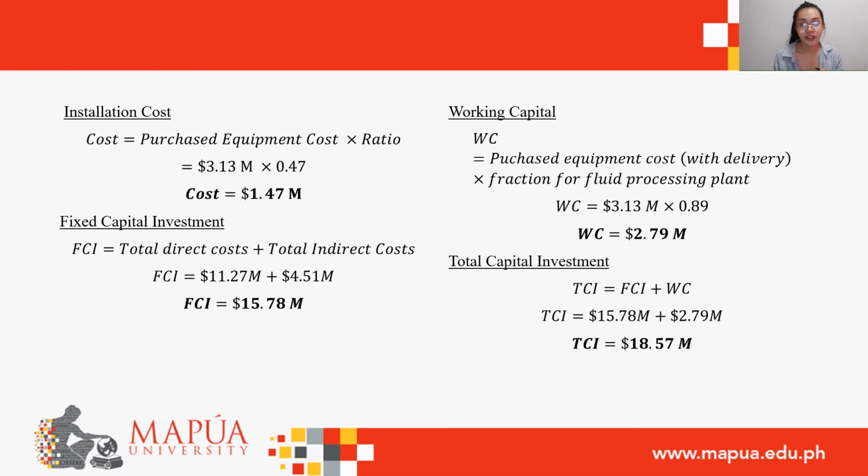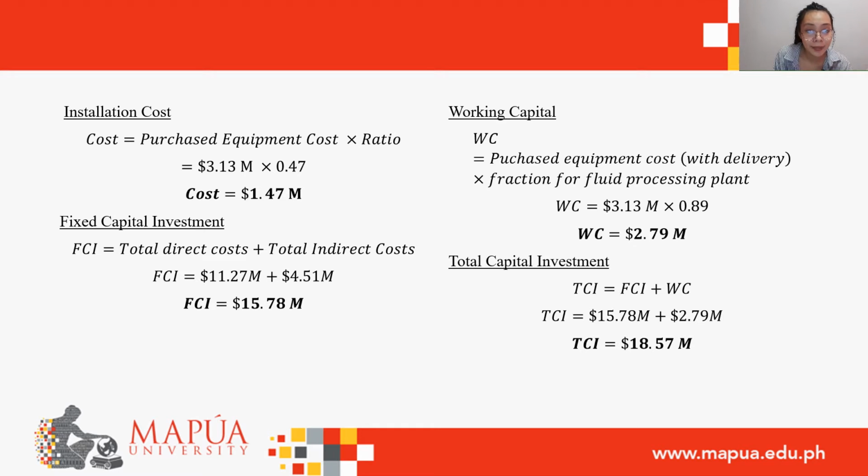For this section, the calculations are quite straightforward since the fractions given are simply multiplied to the purchased equipment costs. For example, here we have installation under direct cost with a fraction of 0.47. That is multiplied to the total purchased equipment, which is $3.131 million times 0.47, which gives us $1.471 million.